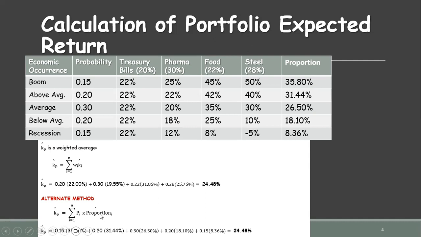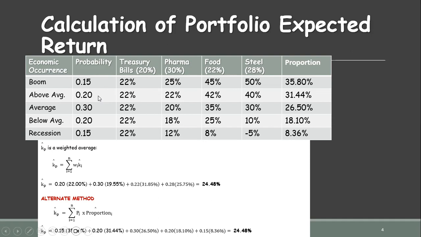The second method is probability multiplied by proportion. Now, how do we calculate the proportion? For the first case, you will multiply the returns by the weights: 22% multiplied by 20%, plus 25% multiplied by 30%, plus 45% multiplied by 22%, thereafter 50% multiplied by 28%. The proportional rate comes to 35.80%.